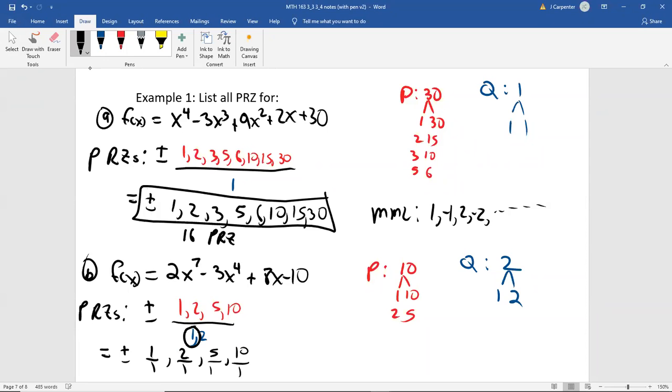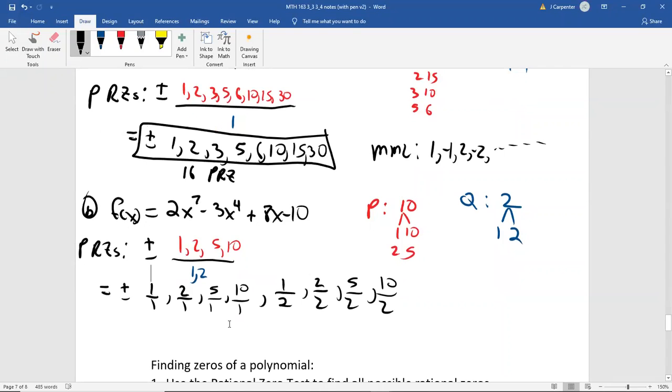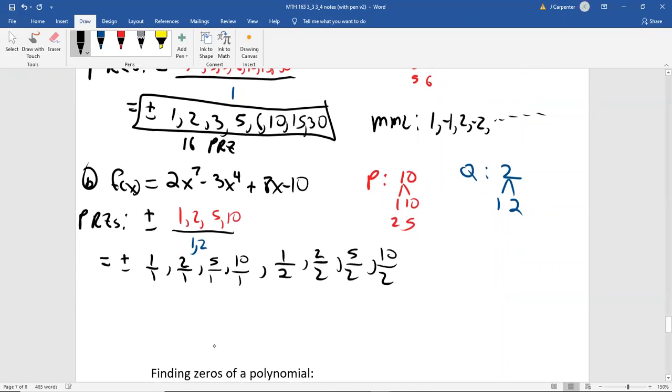All I've used is the one from the bottom. I used all the red tops, though. So I used all of these over that. Now I need to do the same thing with the 2 in the bottom. So use all of the red numbers, the 1, 2, 5, and 10, but now over the 2 instead. So a half, 2 halves, 5 halves, and 10 halves. Now some of those are reducible. Well, most of them are reducible more specifically. That's plus or minus 1, 2, 5, and 10.